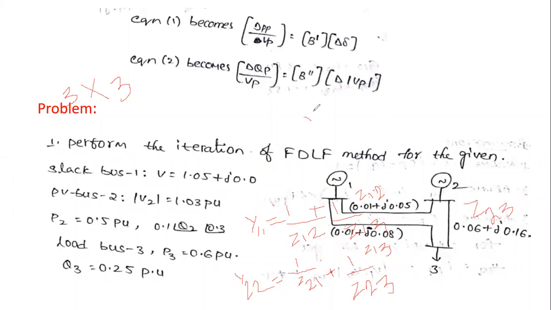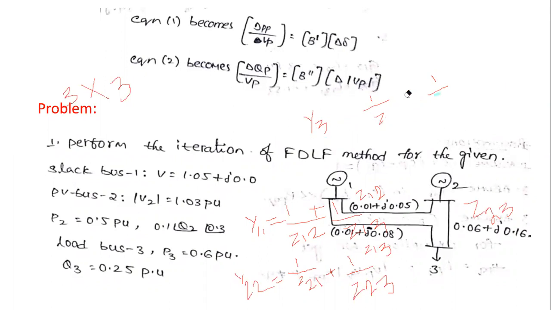Next, we calculate Y33. This is the third bus. Which elements are connected? Z13 and Z23. So Y33 is equal to 1 by Z13 plus 1 by Z23. These are the diagonal elements.